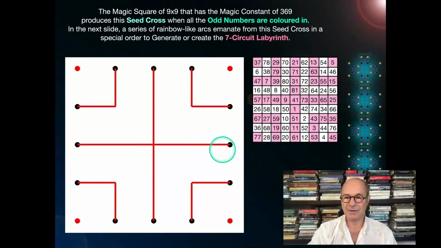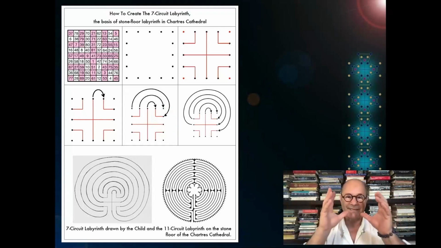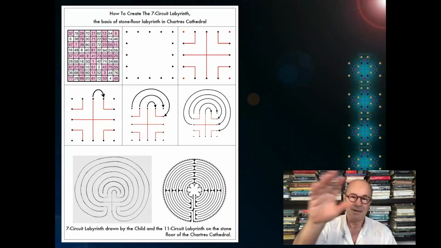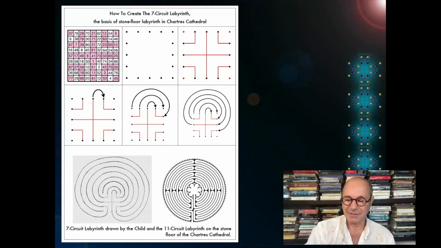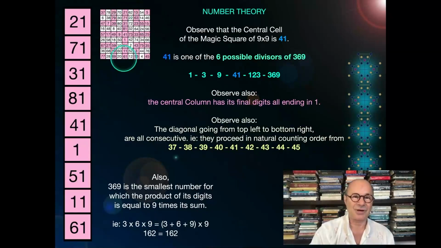But if we highlight all the odd numbers in the magic square of 9, I call it the Tesla code. If we highlighted all the odd numbers, we end up with what's called a seed cross. And this seed cross is how we generate the 7-circuit labyrinth, which is one of the chapters in Star Kids. We like to get children to start off with the 9 code and then turn that into what we call the 7-circuit labyrinth. Bit of number theory is that the central column of this 9 square, all the last digits end in a 1.